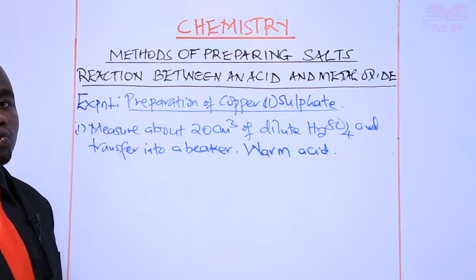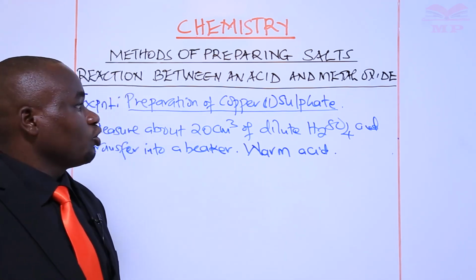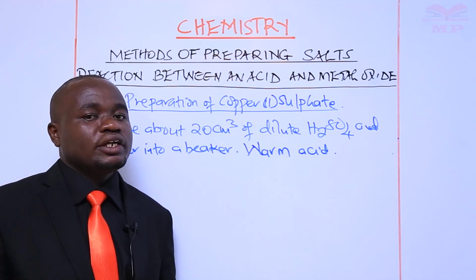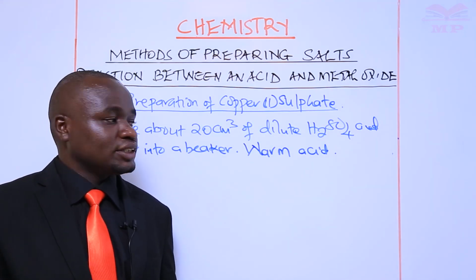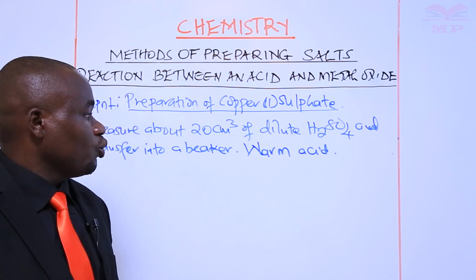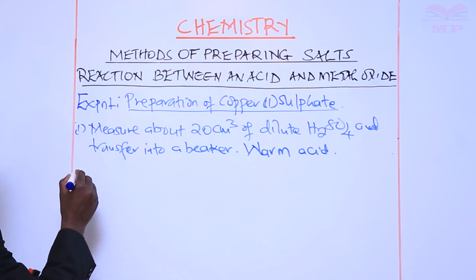The reason why you're warming the acid is simply to increase the rate of reaction. Remember, we are reacting an acid and a metal oxide. Therefore, when the acid is cold, the reaction will be very slow. So we warm the acid so that we can increase the rate of reaction.